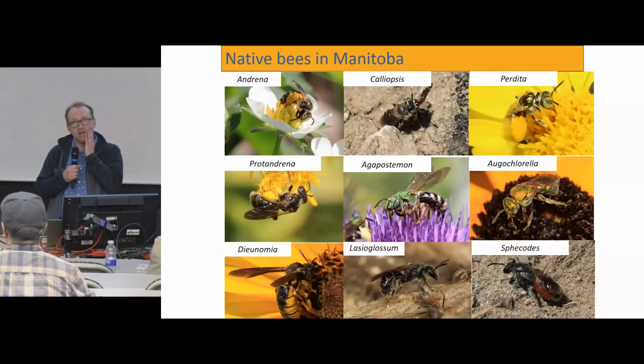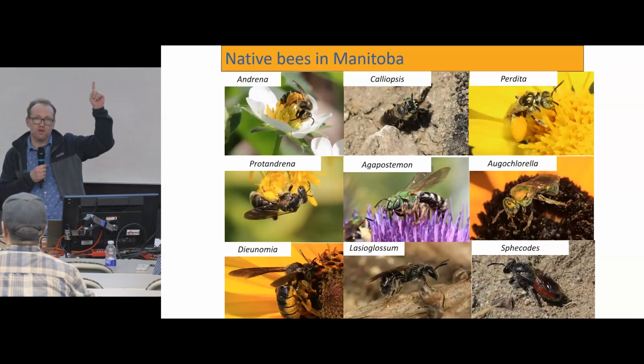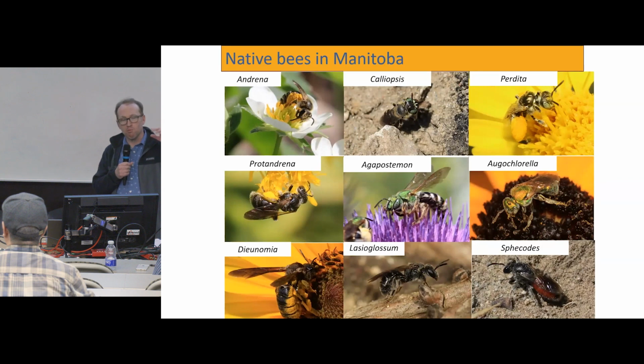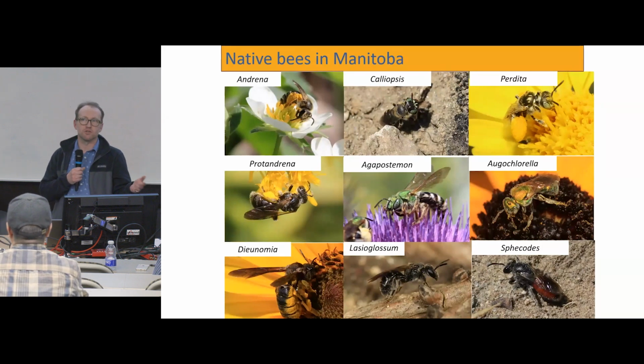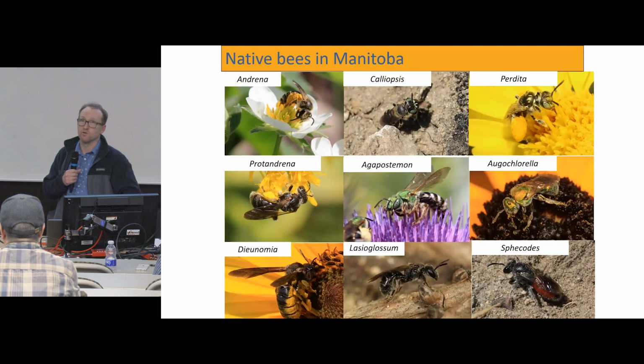I would love to spend hours going over all of them with you, but I'll focus on just a couple. So in the upper left is Andrena. We have maybe 40 or 50 species in Manitoba. Mostly they come out early in the spring, and they're important pollinators of early blooming perennial crops like apples, cherries, blueberries, and that's one visiting a strawberry flower.